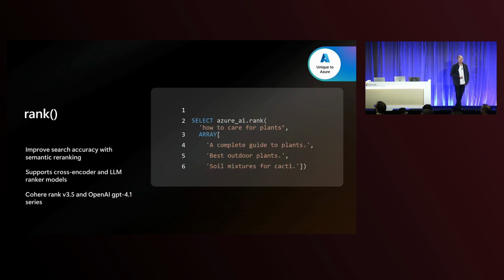And finally, rank is a highly accurate semantic re-ranker operator that you can use to improve accuracy of your vector search. This operator supports 2 types of models: the cross-encoder, which is a very fast re-ranker model, and LLMs, which are very highly accurate re-rankers.